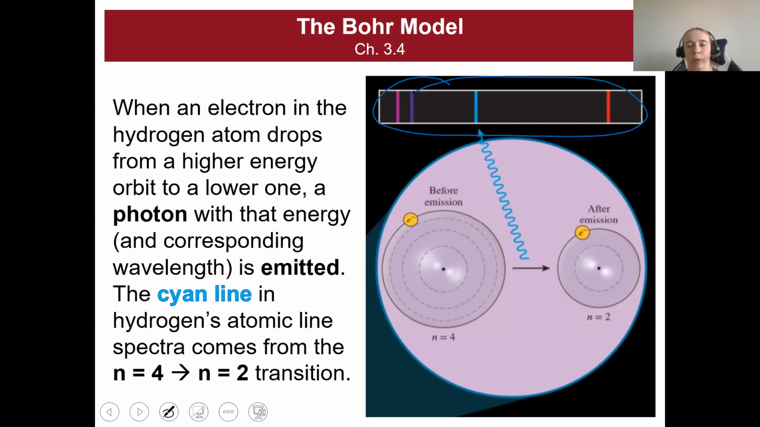So when we come closer to the nucleus, that means we're dropping from higher energy to lower energy. When we go down in energy, a photon is emitted. So it requires energy to go from here to here, but to go from here to here, we release energy.